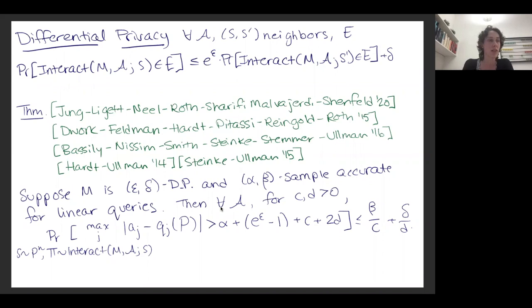But the example you gave with the classification is not an example for which you gave a good mechanism, a differentially private mechanism. No, I didn't. So you can do something like that. It didn't quite fit the model, it's true. And so it was not a perfect example in that regard.